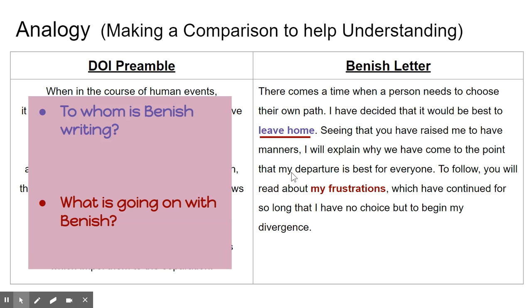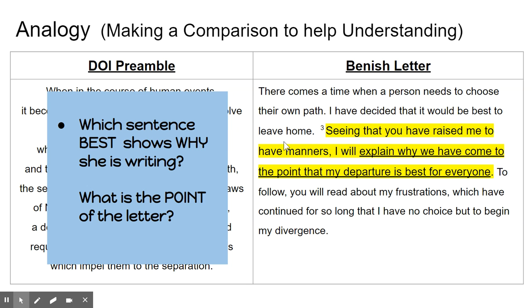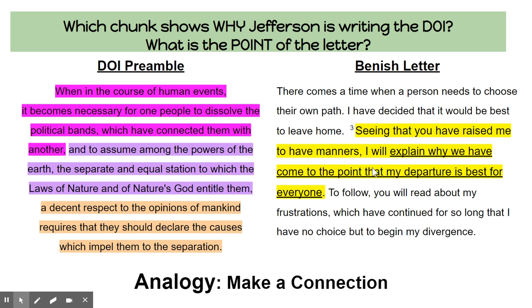Now, is there a specific sentence that captures exactly why she is writing? And yes, there is. It's going to be her sentence number 3. So she has an introductory sentence and she kind of says she thinks it's best to leave home. But sentence 3 really captures more detail. She's saying she's going to explain why her leaving, her departure, is best for everyone. Okay? So let's take that point and let's make a connection to the preamble because that's the whole point of this, right?